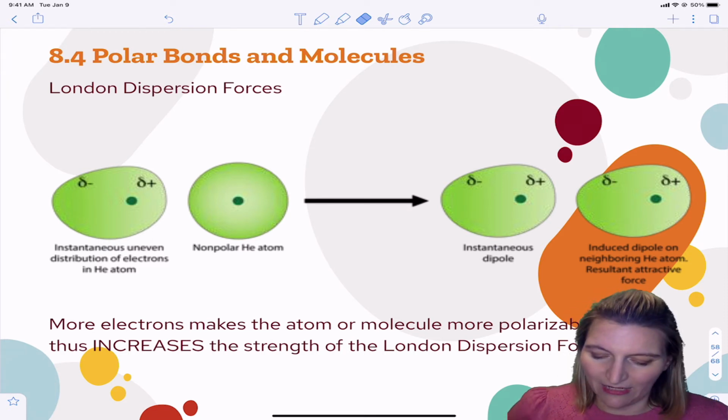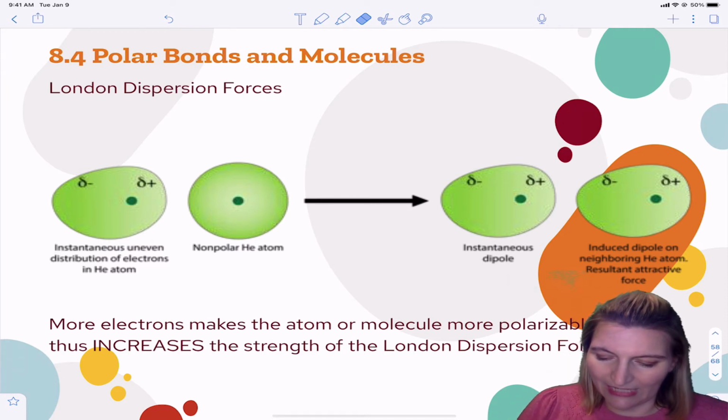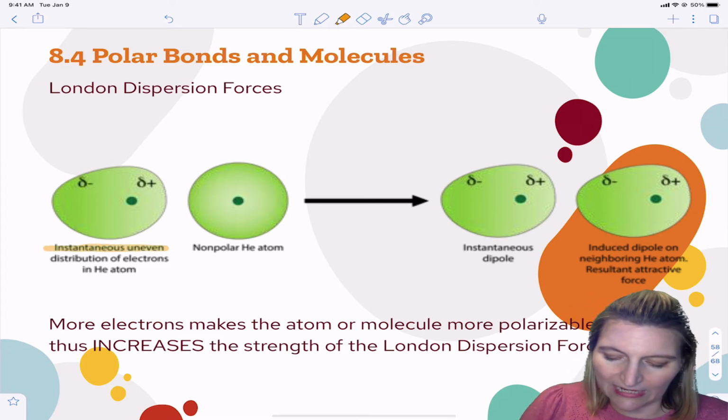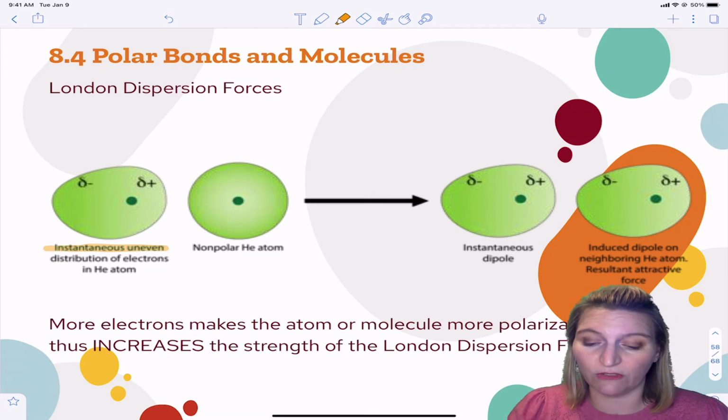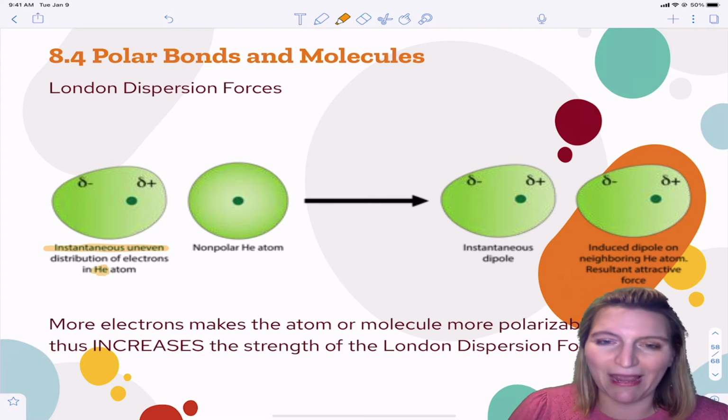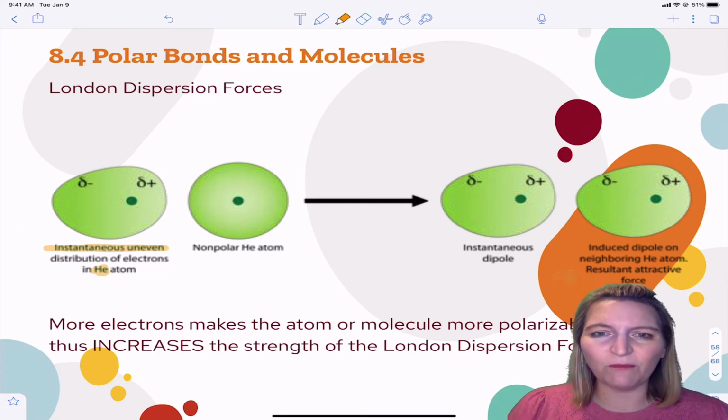So this picture here is just another picture that shows you this idea of an instantaneous dipole. Right, here's the instantaneous dipole because of the uneven distribution of electrons. This is actually in a helium atom. If you think, can an atom be polar?